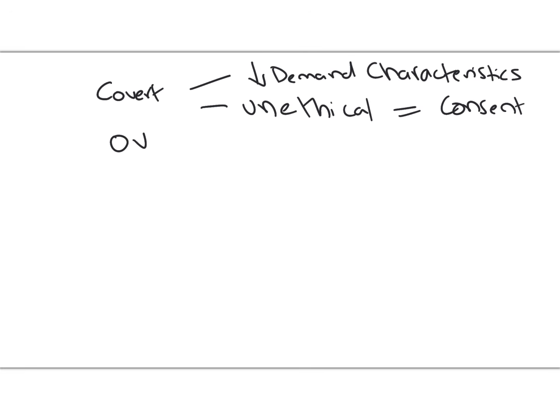The strengths and weaknesses of an overt observation are the exact opposite of covert. So there can be demand characteristics, which can lower validity because participants now know that they're being observed. But at the same time, if they know they're being observed, then they've probably given their consent. So it can be ethical in terms of consent.